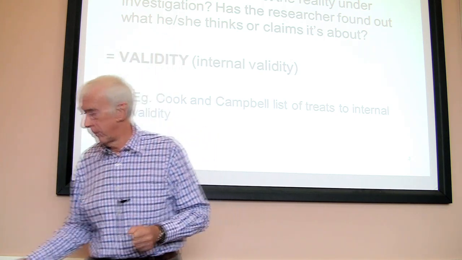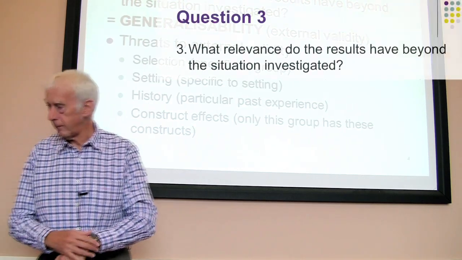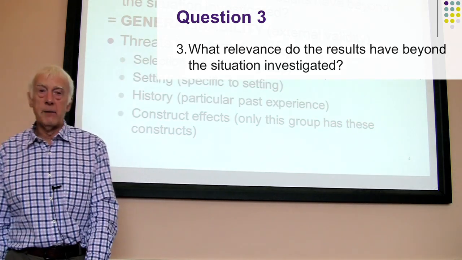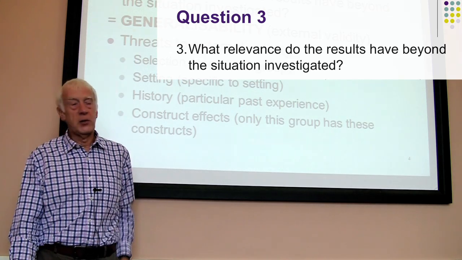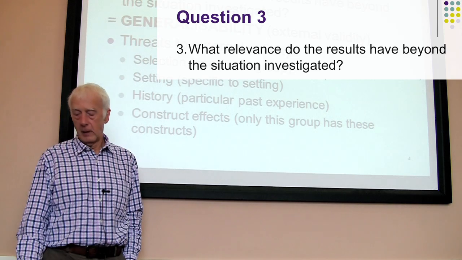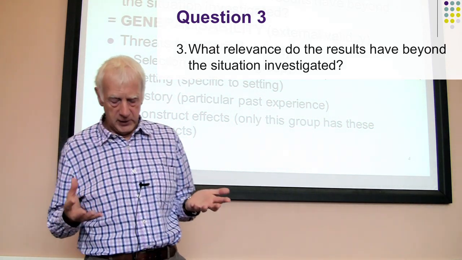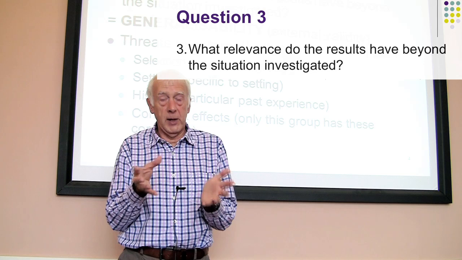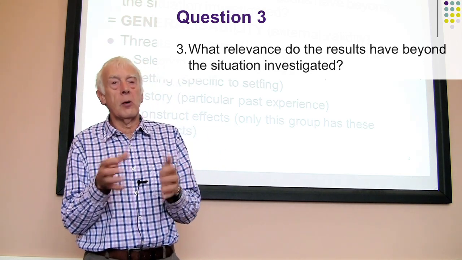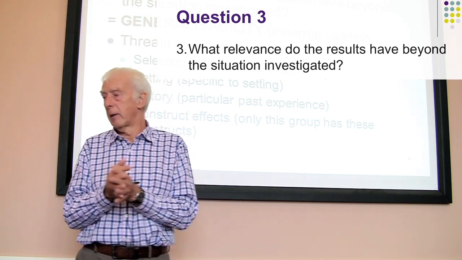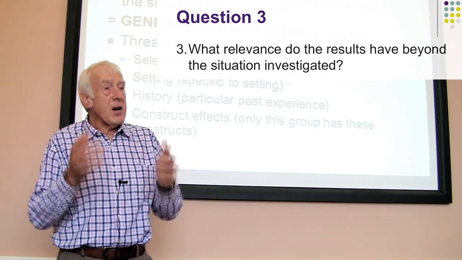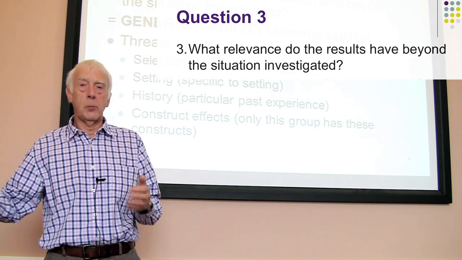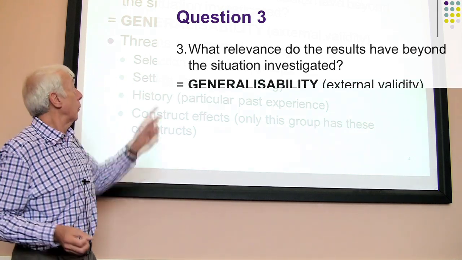Okay, let's move on to number 3. The question that Shipman asks is what relevance the results have beyond the situation investigated. Typically in social sciences, we're not looking at the whole society, we're looking at some small group we're working on. That's what makes it practical. An experimental group or a subset or a sample that we're looking at. But we actually want to say something more generally about the whole of society or the whole of that group in some way. And that's called generalizability.